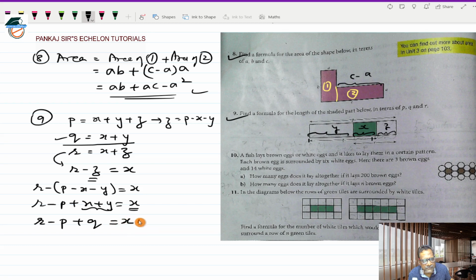So now I get the formula for X, that is the length of this green shaded region, in terms of P, Q and R. So the answer is R minus P plus Q. That was question number 9.